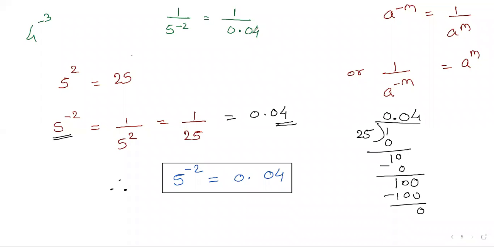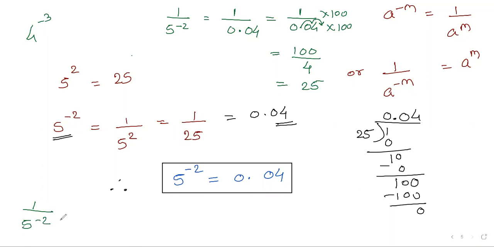Now, this is a small decimal number. What I am doing, I am going to multiply numerator as well as denominator by 100. So 1 into 100 is 100. And because I have multiplied by 100, decimal point will shift 2 places. 100 upon 4. Yes or no? Yes, sir. And 100 upon 4 is how much? 25. So what did I get just now?